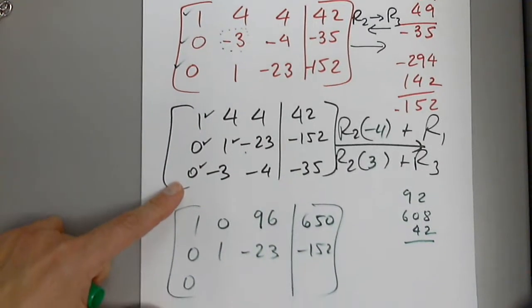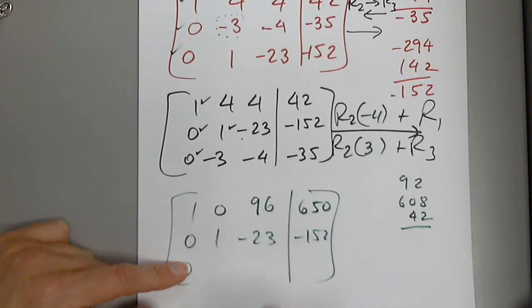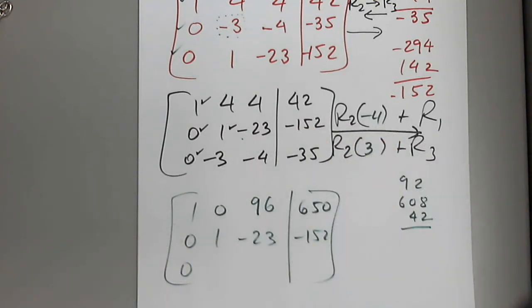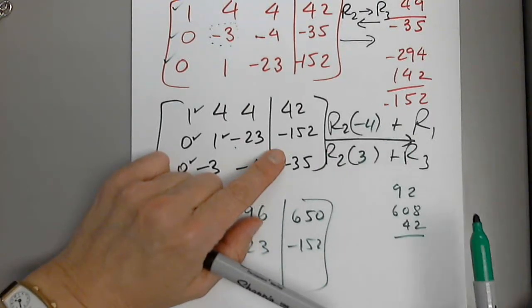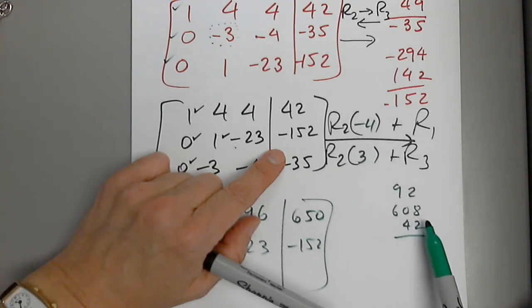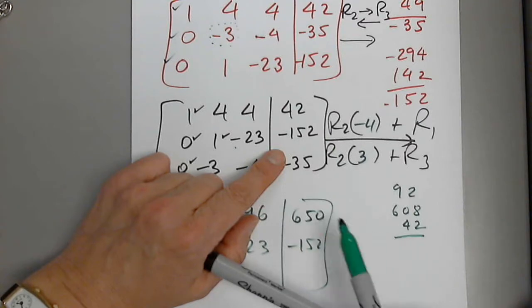Because you multiply negative 152 by negative 4. I have to multiply the entire row. I cannot pick and choose, right? When we multiply an equation, we multiply both sides by the same number. So negative 152 times negative 4. I think I got 608. Am I correct? Yes. And then when I add 42, I got 650.